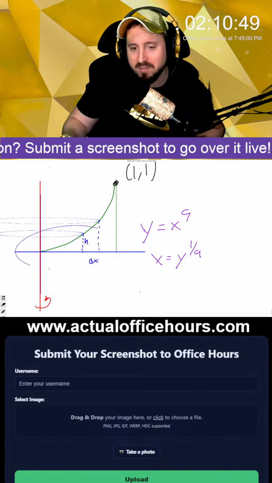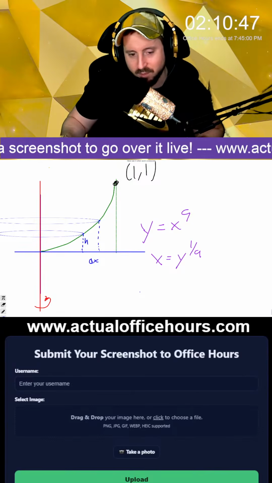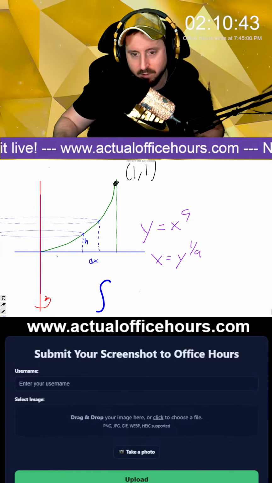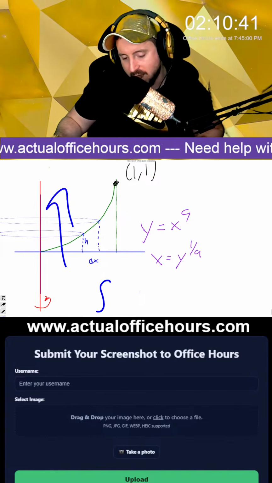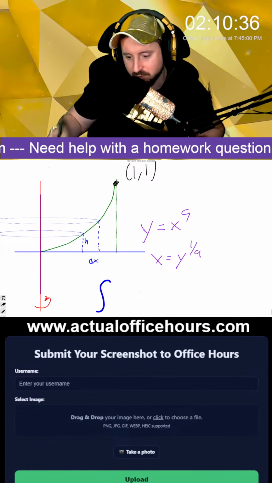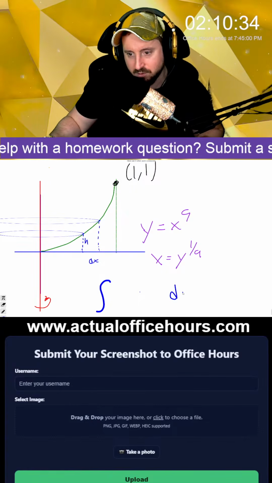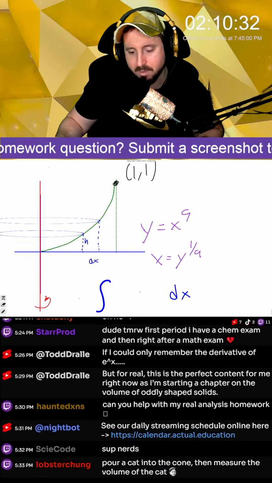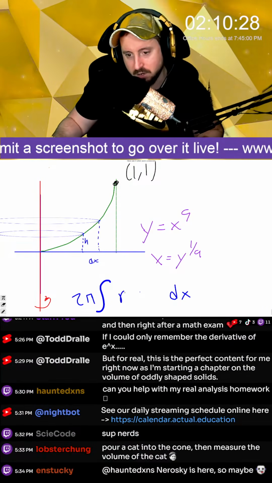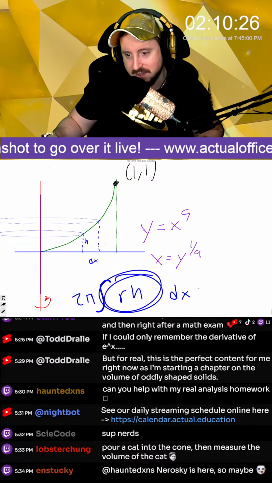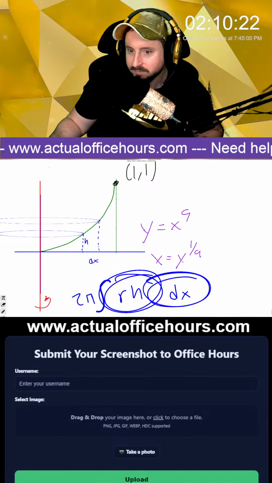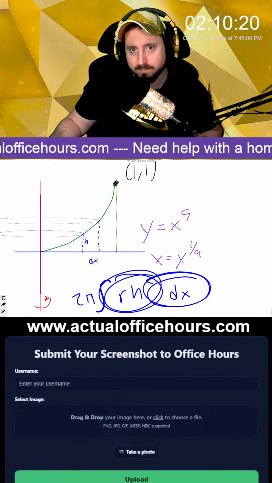Okay, so in this case the integral's a little bit different. So instead of doing dy, we're going to do dx, because the cylinders are getting thicker and thicker. So just use dx. The original one is 2 pi, and then here's what you need: you need r and h, but these now need to be in terms of x. Oh, you gotta switch those. Yeah.